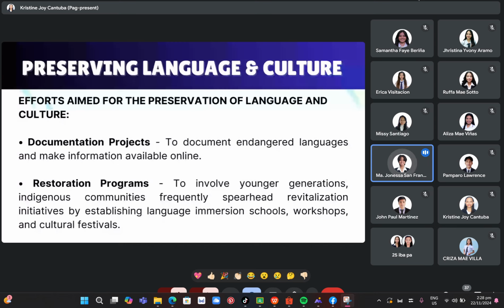Next is restoration programs to involve younger generations. Indigenous communities frequently spearhead revitalization initiatives by establishing language immersion schools, workshops, and cultural festivals. I believe it was already mentioned by Samantha last meeting about mother tongue. Mother tongue as a subject can be an example of restoration programs.